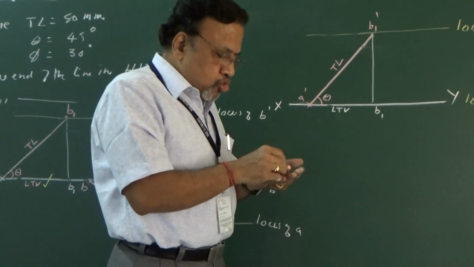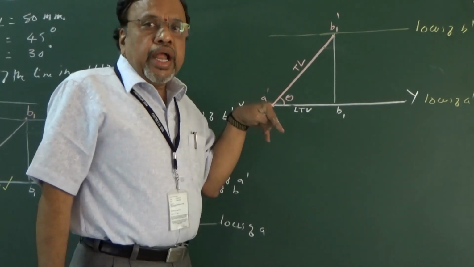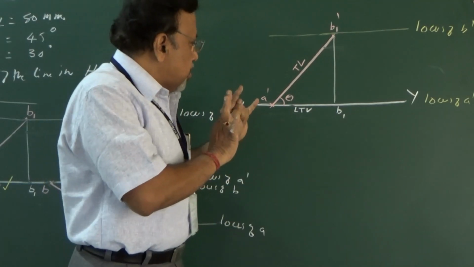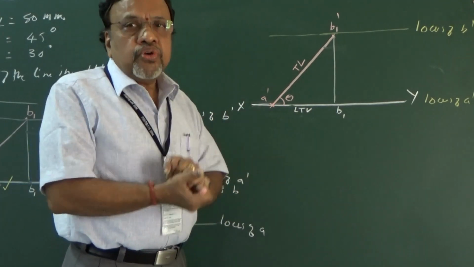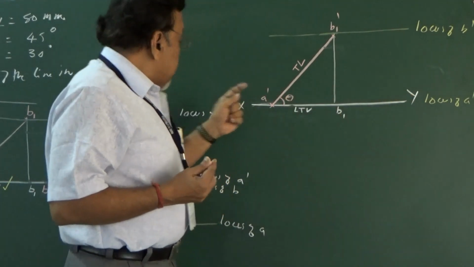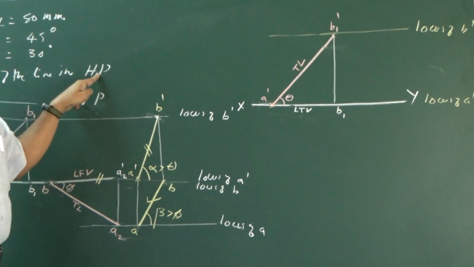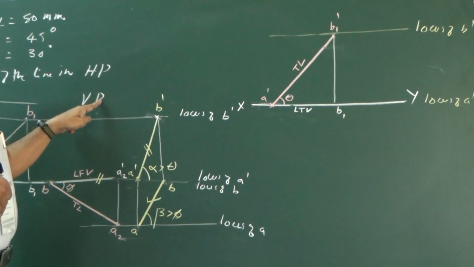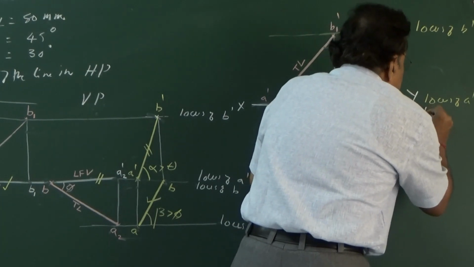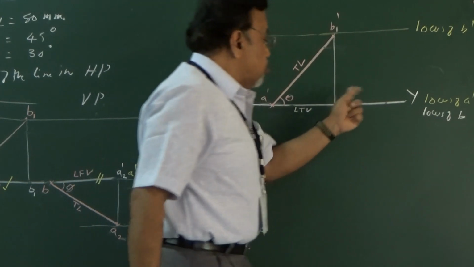Okay, now what do I need to do in stage 2? It is given that in stage 2, the line is inclined to VP but it is parallel to HP. Since the line is parallel to HP, I need to start from the top view. How do you start the top view? I still don't know the locus of B, because one end of the line is in HP, that is A dash, and the other end is B, so B is in VP. Since B is in VP, the locus of B should be on the XY line.